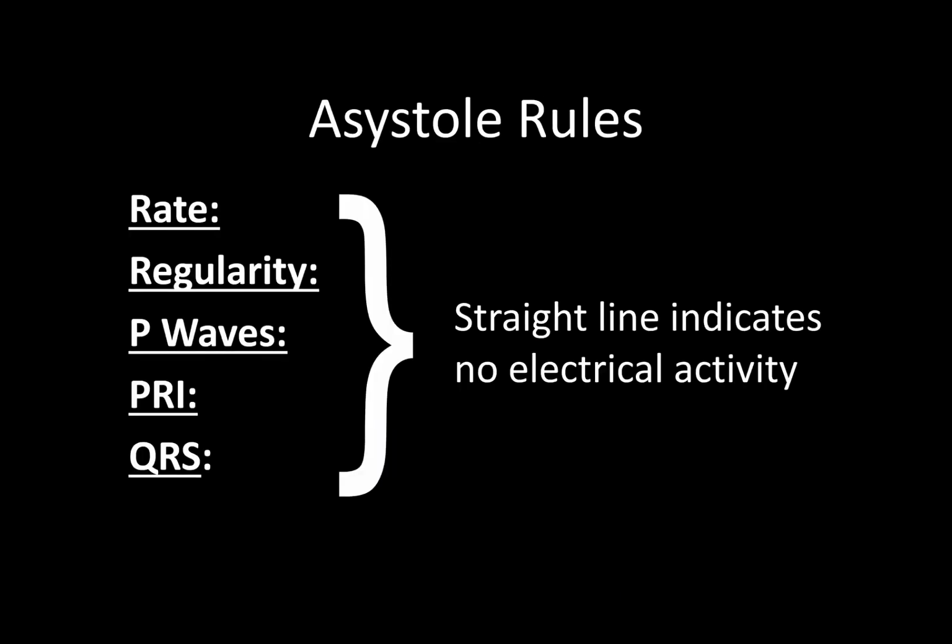The rules for asystole are as straightforward as you can guess. This is asystole. It's just a straight line. There's no electrical flow going any direction through the heart, which is why there's no rate, no regularity, no waves, no PRI, no QRS. It's just nothing. And that's why it's such a grave prognosis, is there's just nothing there.